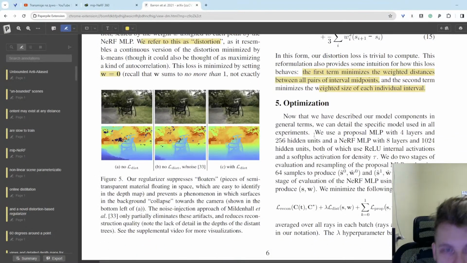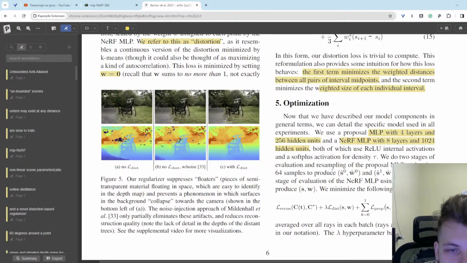Okay, optimization. Now that we have described our model components in general terms, we can detail the specific model used in all experiments. We use a proposal MLP with 4 layers and 256 units per layer, I assume, and a NeRF MLP with 8 layers and 1024 hidden units. So it's much bigger. It's 4 times bigger and then 2 times more layers, both with ReLU internal activation, and softplus activation for density.